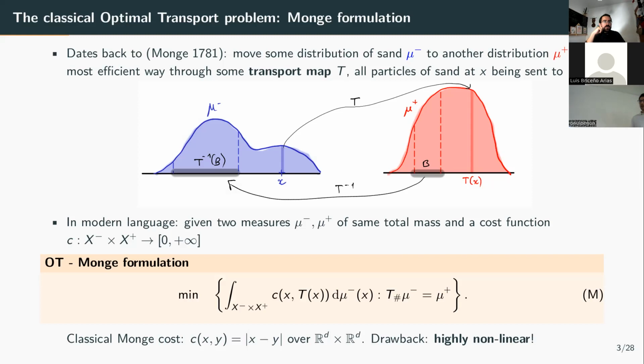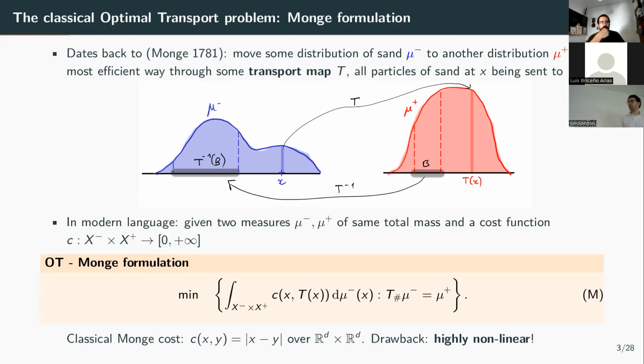So you have a cost C. Imagine in the original problem of Monge, it was just the Euclidean distance. So X is the source point, Y is the destination. Take for example, C of X,Y is the Euclidean distance from point X to point Y. And the heuristic in this is what you pay is the mass times the displacement. Okay? And so the cost is the integral of the cost for moving from X to T of X against the mass that is moved this way.